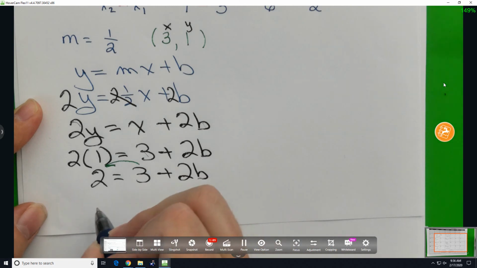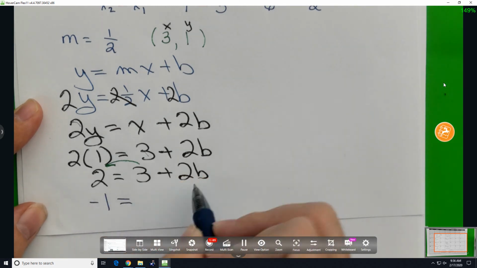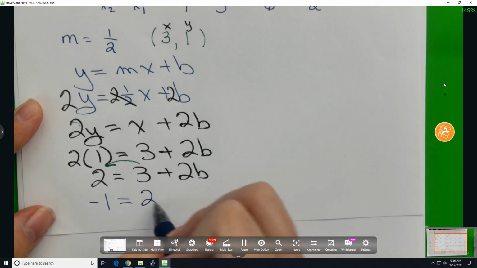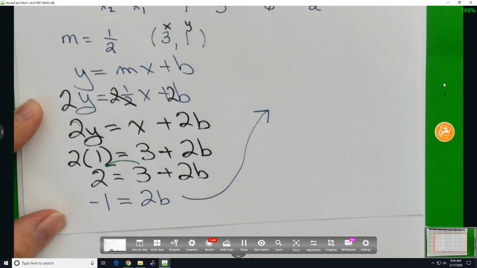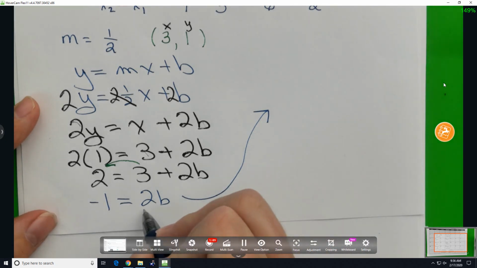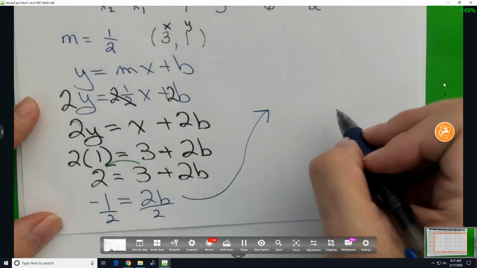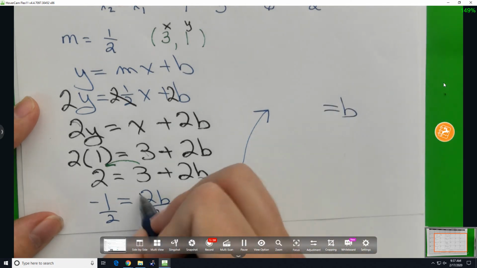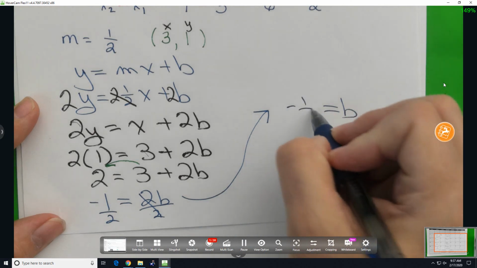2 minus 3 gives me negative 1 equals 2b. So I'm coming right up here to solve for b. Divide by 2. I'm sorry, I'm writing down so low there. I don't know if that's going to scan very well. So my b value is equal to, I couldn't hear you, -1/2. I agree.